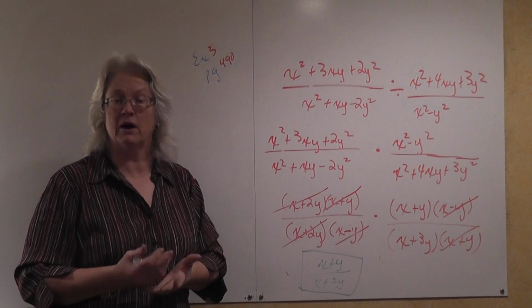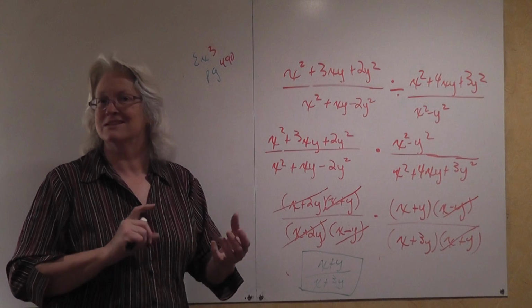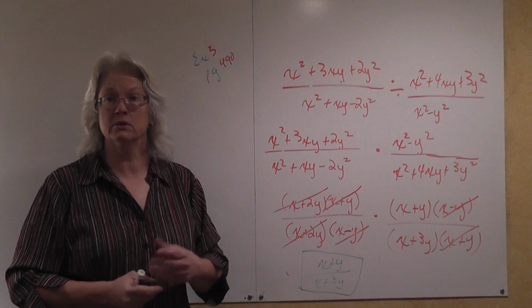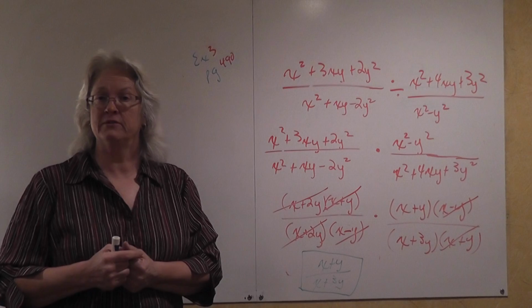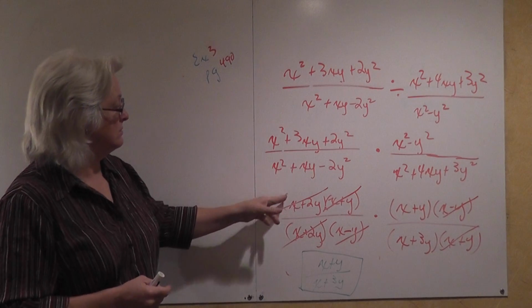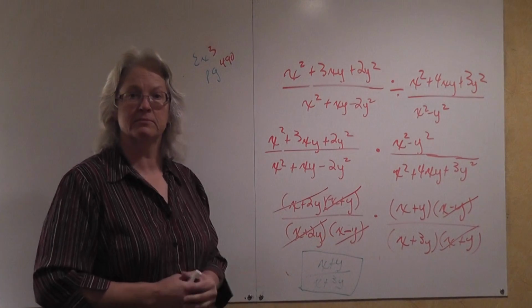So how do you divide rational expressions? Just exactly the same way that you divide fractions. You multiply by the reciprocal of the divisor, but you cancel common factors.